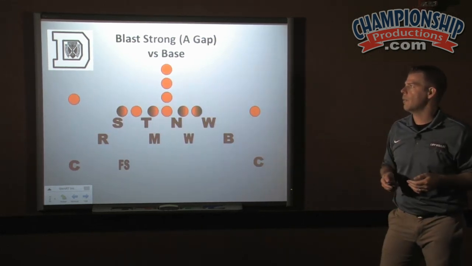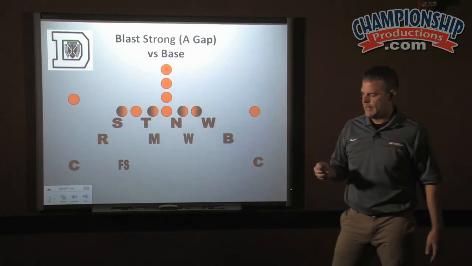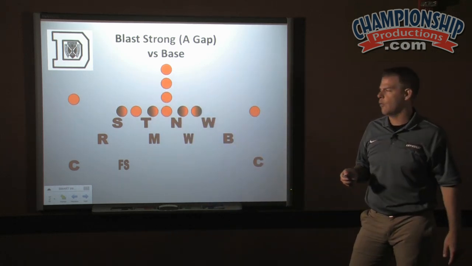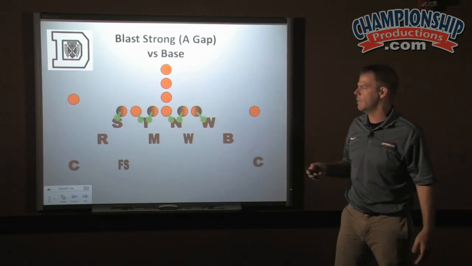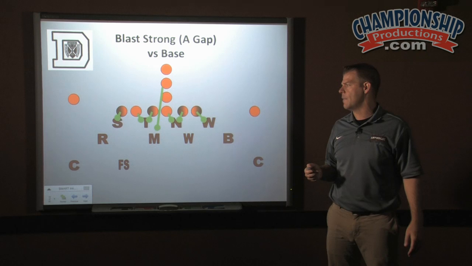So here's blast strong. They're going to run the ball right in the A gap, basically straight ahead. We see this a little bit. A gap is hard to run in. So you can see the blocking scheme, you're going to get doubles. One of the big things on climbing is going over the top of that double.